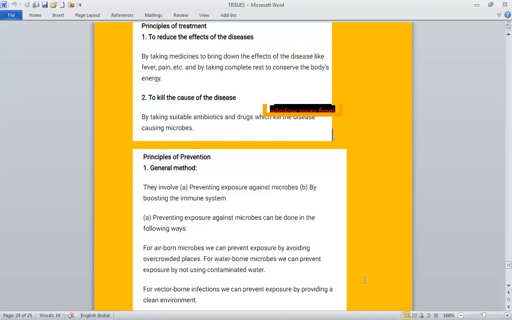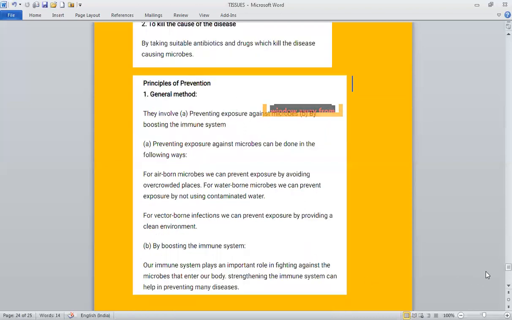So we'll stop here. I hope you have understood. We'll continue in the next class. In the next class, we will study about the principles of prevention of these diseases. The general principles of prevention. These were the principles of treatment. Now we'll study about the principles of prevention.